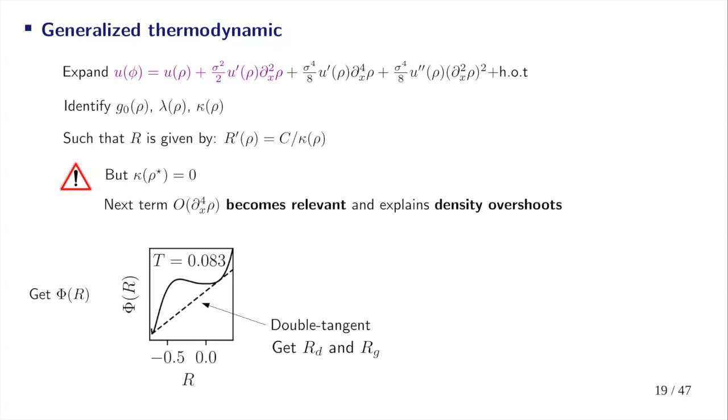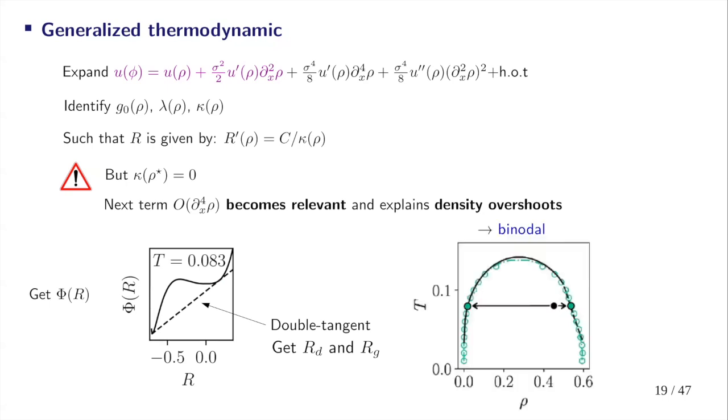Okay, so you do your double tangent construction, and you can predict like that the binodal. You reconstruct the phase diagram, and you get the line on which you're going to fall when the system phase separates. Okay.